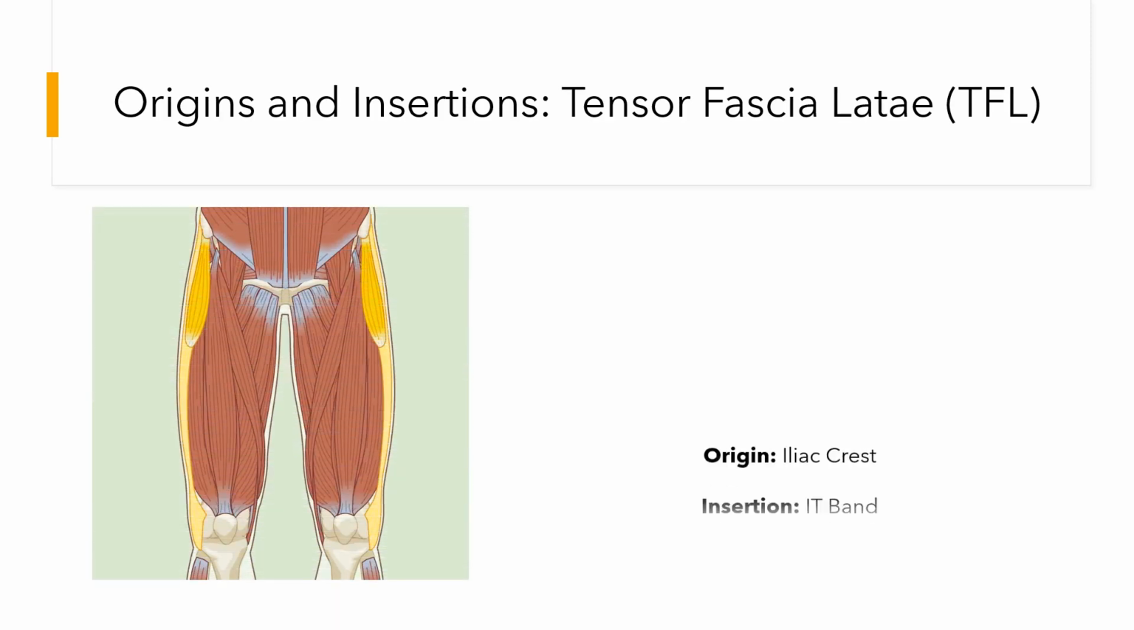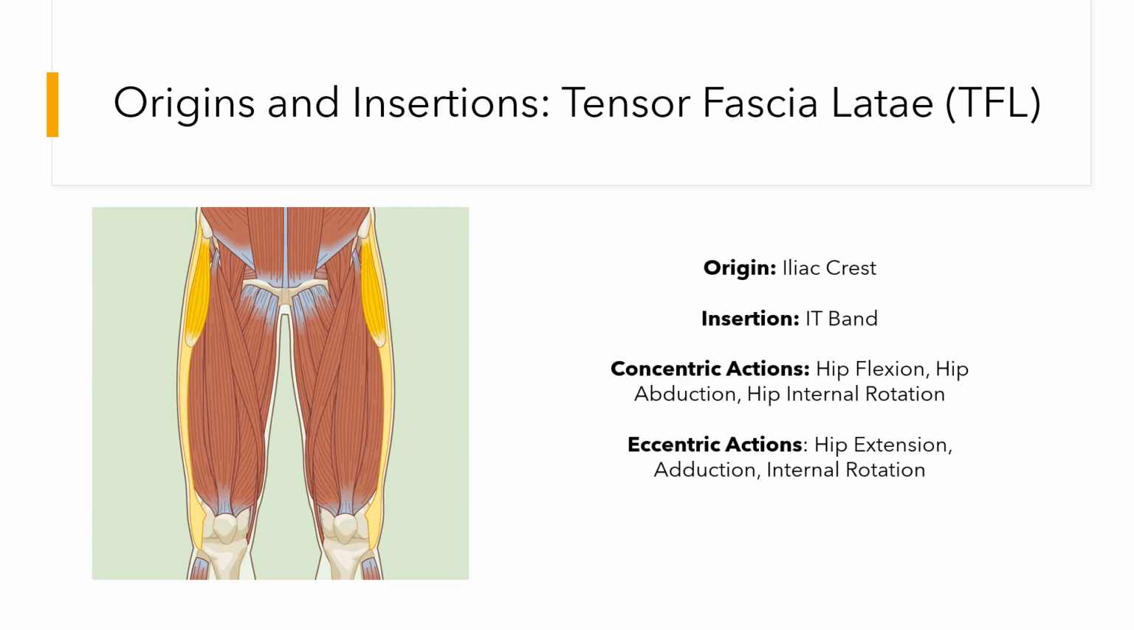Next, we have the TFL, the tensor fascia lata. You can see this yellow structure down the outside. It's more about this thick bit at the top rather than the IT band, which is all the way down. The origin of the TFL is at the iliac crest, so that crescent-shaped part of the pelvis outside of the ilium, and it inserts into the IT band. So it's only really this thick component at the top. The thinner component in the lighter yellow is the IT band.